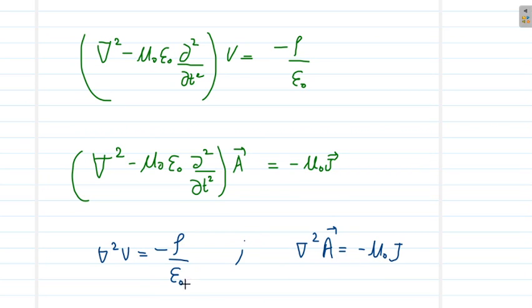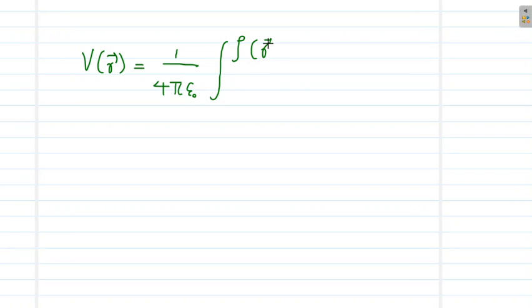And what are the solutions of these equations? It can be found that the solution is V of r bar equal to 1 by 4 pi epsilon 0 integral rho of r bar dash divided by r d tau dash. This equation is familiar to you, right?